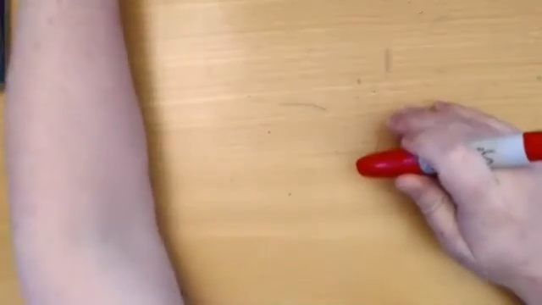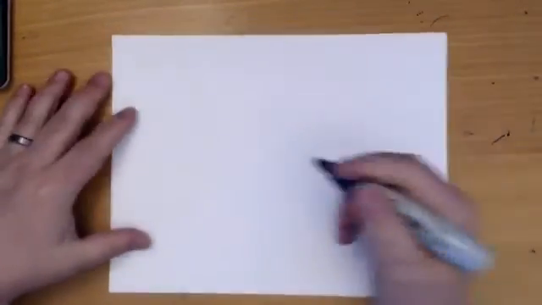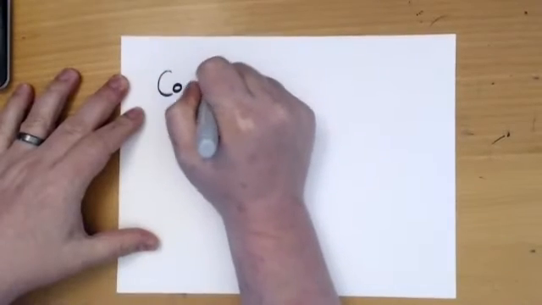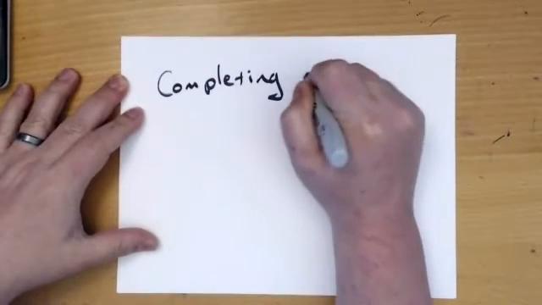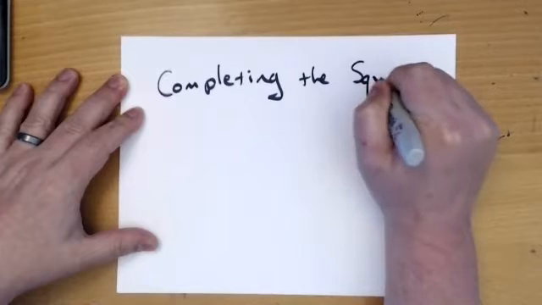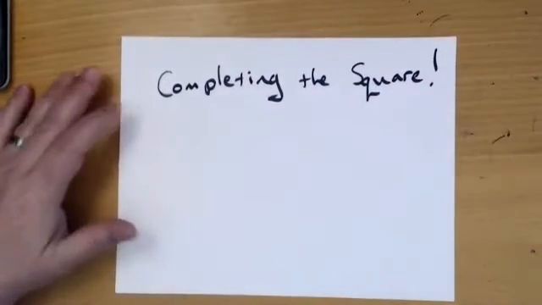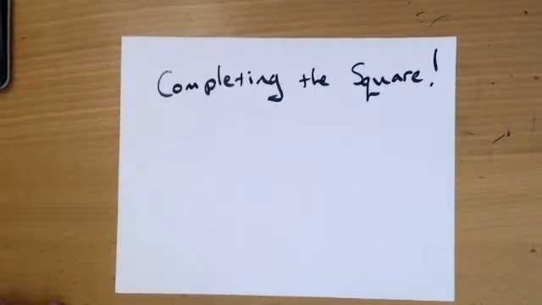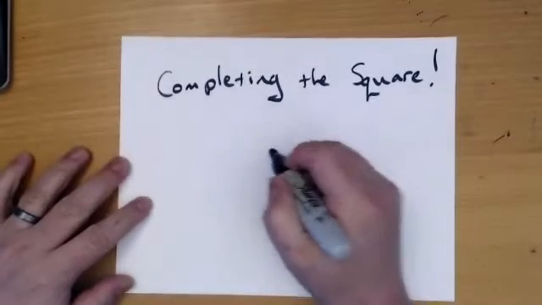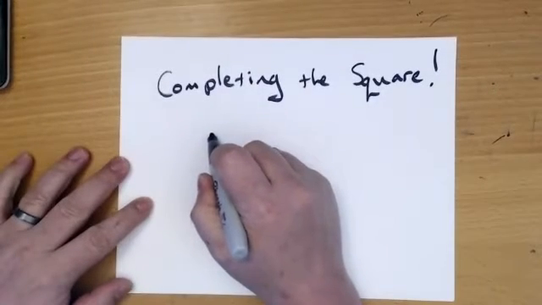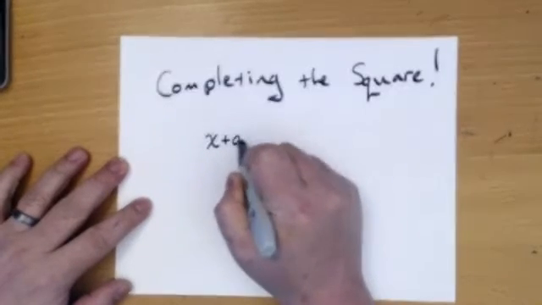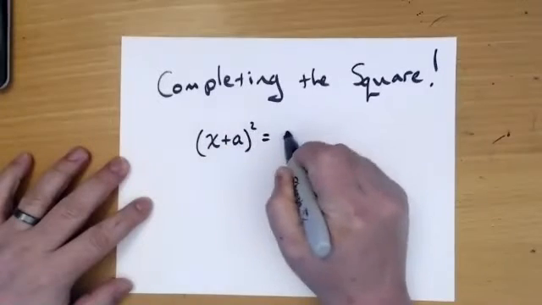So today we're going to be reviewing an old tool. Who remembers how to do that? Yeah, that's what I thought. Okay. All right. So the whole idea here is that we're taking a polynomial and we're turning it into a perfect square. So let's take a look at what perfect squares look like.